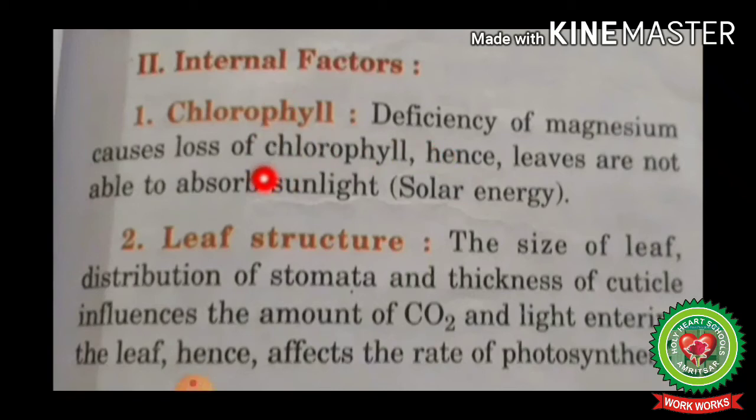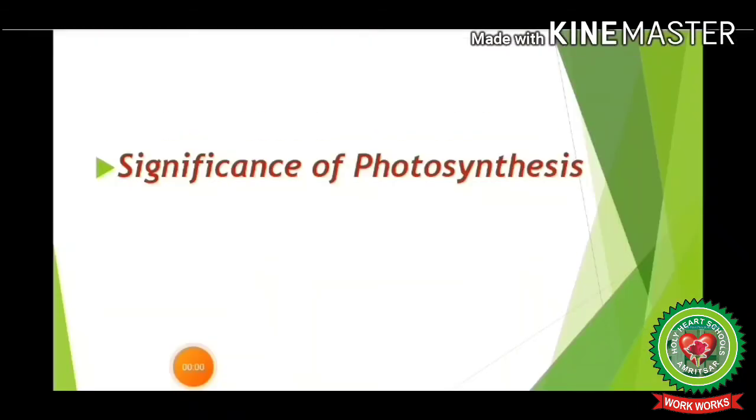Deficiency of magnesium causes loss of chlorophyll, hence, leaves are not able to absorb sunlight. Second is leaf structure. The size of leaf, distribution of stomata, and thickness of cuticle influence the amount of carbon dioxide and light entering the leaf, hence, affects the rate of photosynthesis.